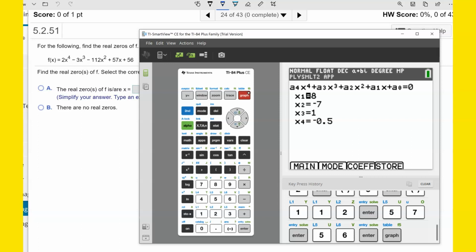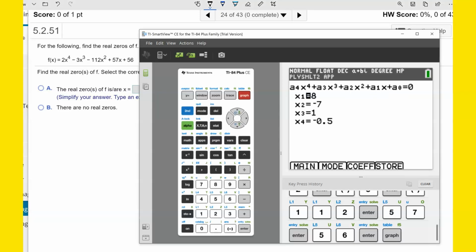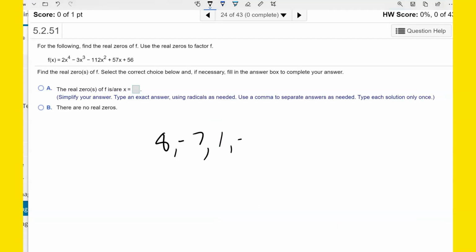So I've got 4 answers here, and they're all real numbers. The degree is 4, so I should have the same number of answers as the degree of the polynomial. So I've got 4, and all the answers are real in this case. 8, -7, 1, and -0.5. So I can just type those in for the answer for the real zeros.